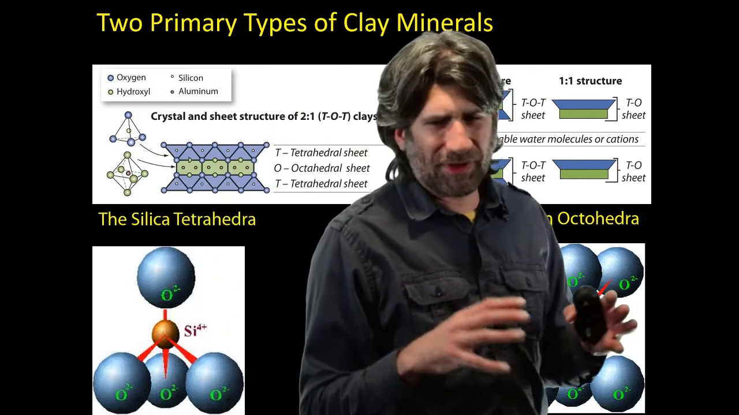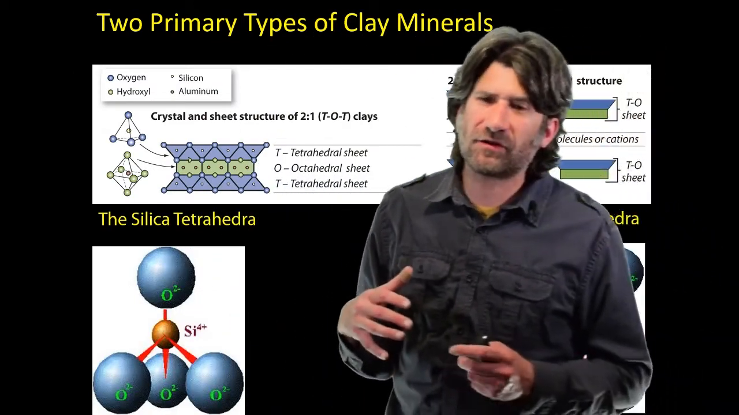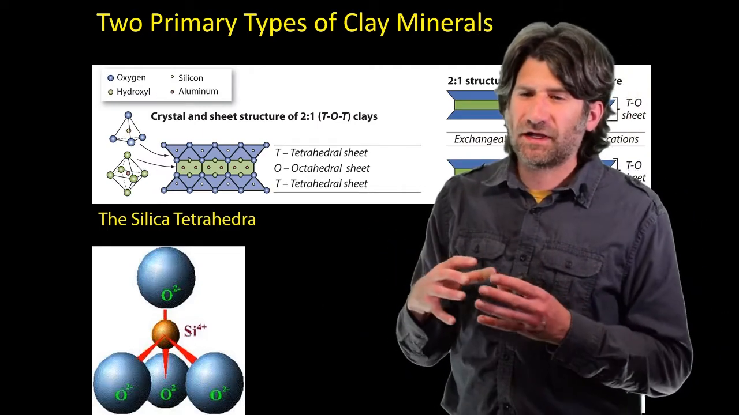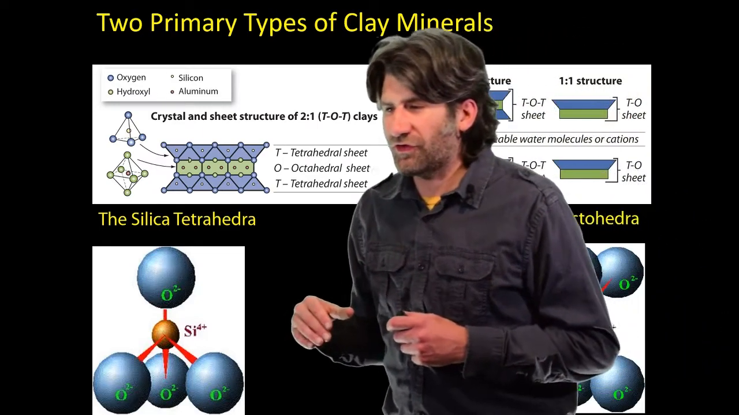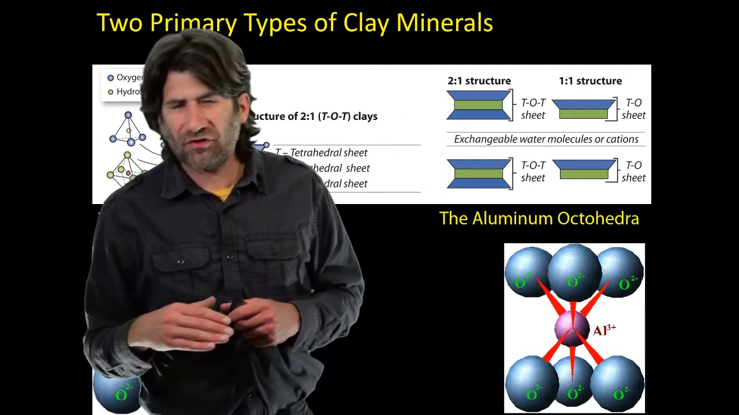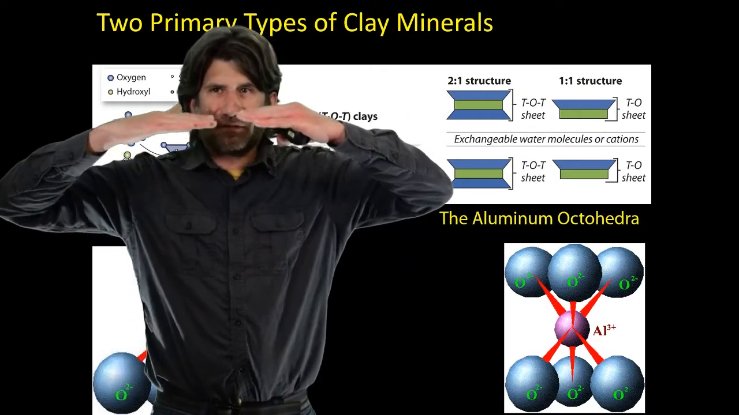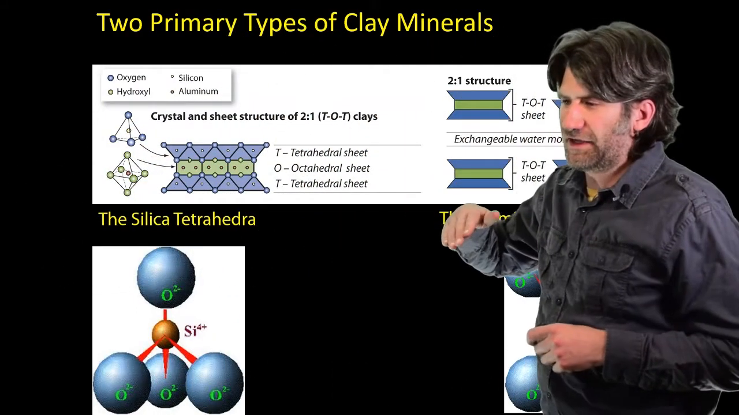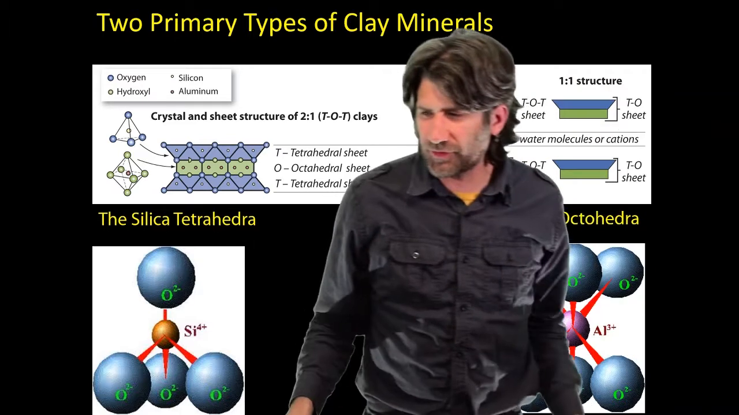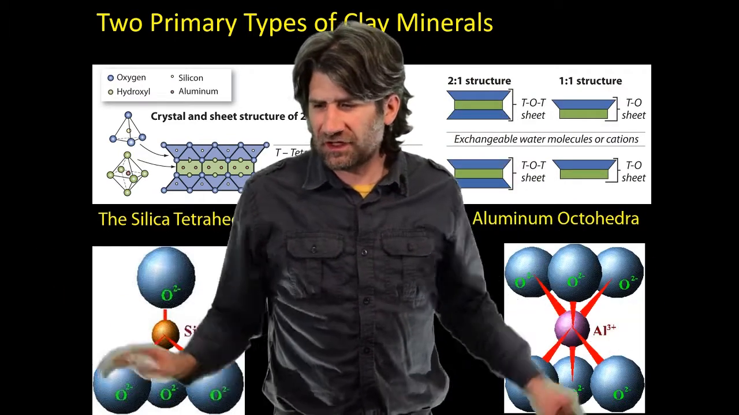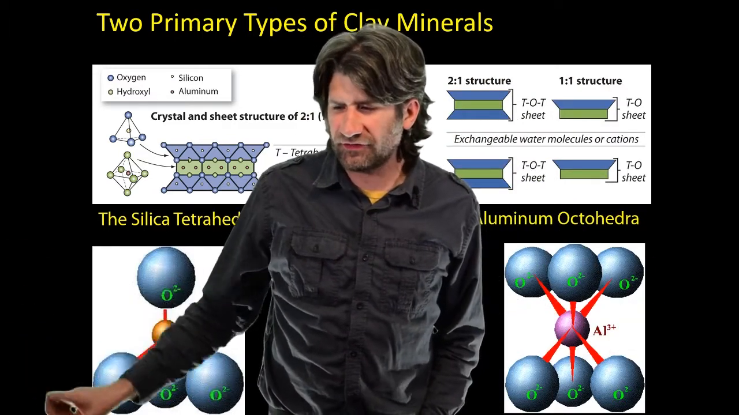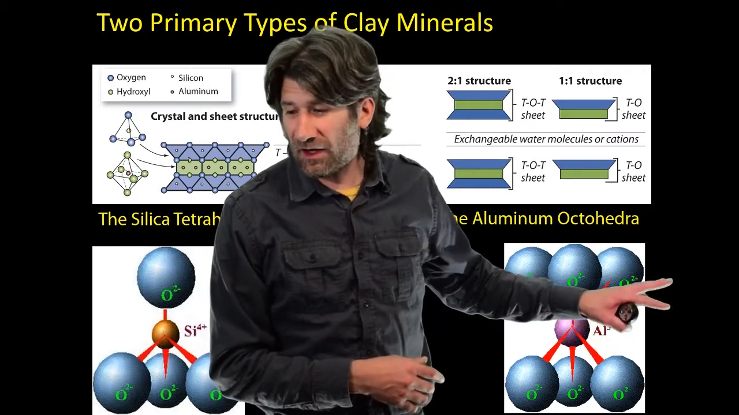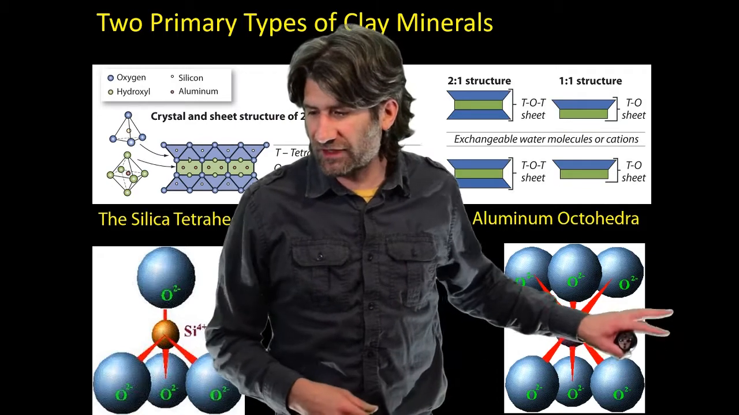Let's look a little bit at the structure of one of these secondary minerals, clay minerals. It's actually really important because it gives it that property of being able to shrink and swell. So clay minerals are layered minerals. If we look at the actual structure of a clay mineral, it's composed of two things: a sheet of silica tetrahedrons, these SiO4s over here, and then a sheet of aluminum octahedra over here.